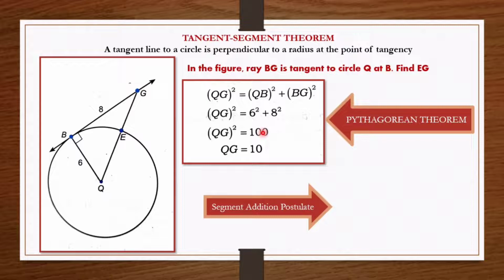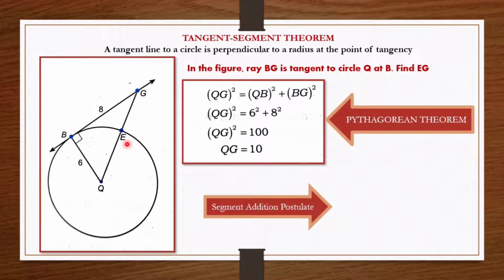So, using now both QB and QE. Okay? Sundan nyo po sa sinasabi ko yung mga segment. Both QB and QE are radii. So, radii po sila. Plural po siya ng radius. So, QB here is equal to 6. Since they are both radii, if QB is 6, meaning to say QE is also 6.